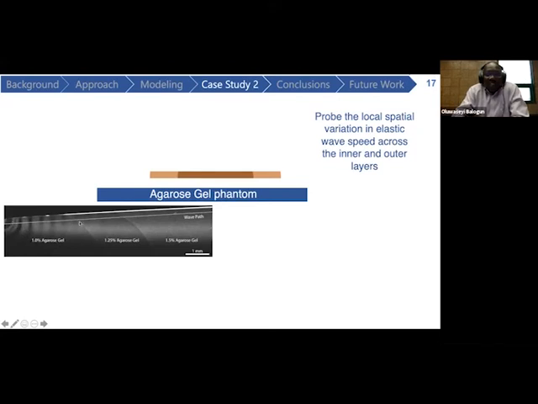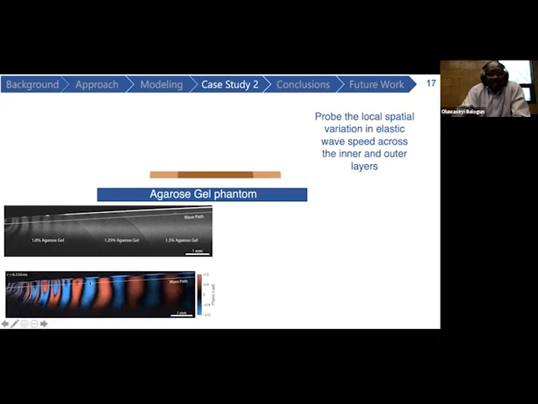We took an agarose gel and fabricated it in the lab in such a way that we can vary the concentration of the agarose gels laterally from 1% to 1.5%. So this is a 3-layer agarose gel, and the middle layer is 1.25% agarose gel, weight to volume ratio. With this contrast in concentration, we expect to see an increase in the wave speed as we go from the left to the right. So that's the expectation.